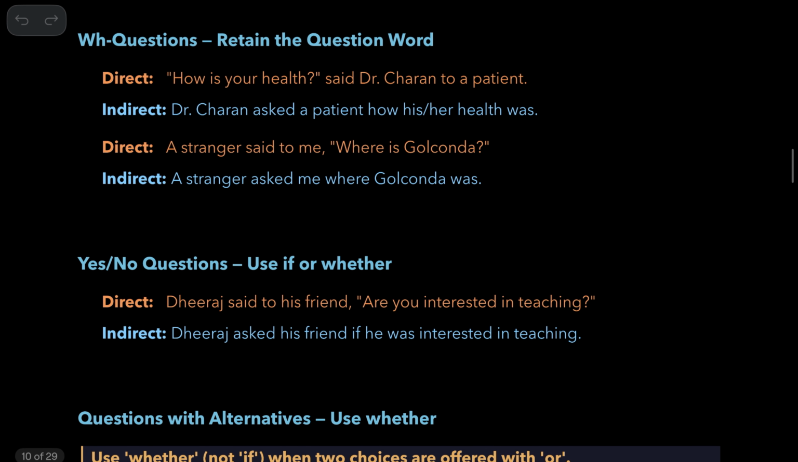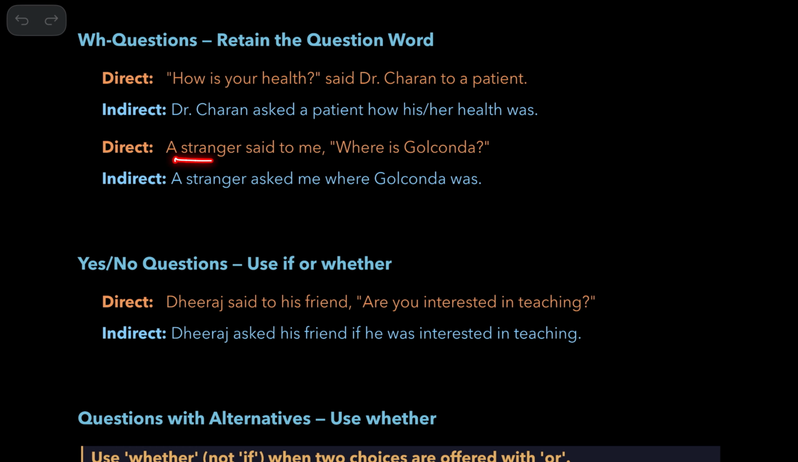So let us take a look at some examples here. So wh questions. So you need to retain the question word. How is your health? said Dr. Charan to a patient. Dr. Charan asked a patient how his health was. See, the word was comes at the end. First the subject comes, then the verb comes. This is the usual order. I mean, the statement order. And the question mark is also dropped, as you can see.